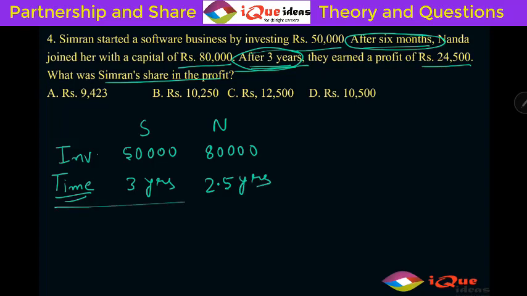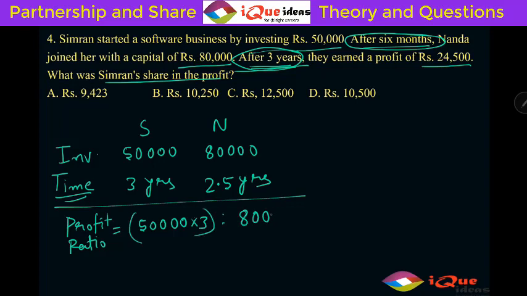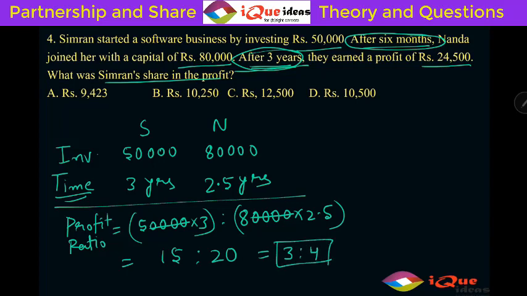Right. So if you find the profit ratio, if you just multiply, you will get 50,000 into 3 is to 80,000 into 2.5. Right? So you can divide by 10,000, or cancel 4 zeros. You will have 5 into 3, that is 15, is to 8 into 2.5. Now 8 into 2.5 will be 16 and 4, that is 20. And this is further divisible by 5. So 5 3s are 15, 5 4s are 20. So the ratio of profit share is 3:4.